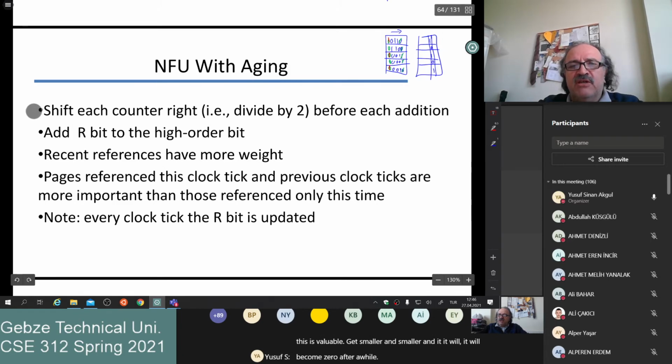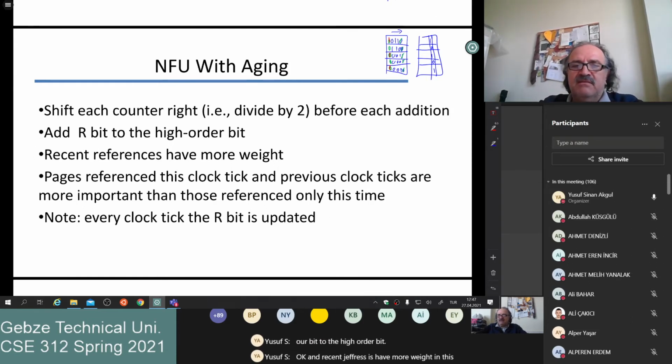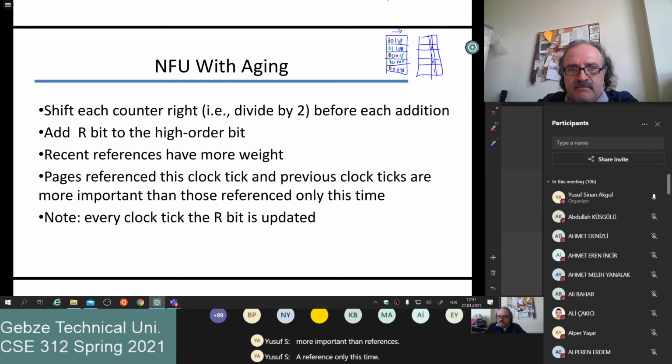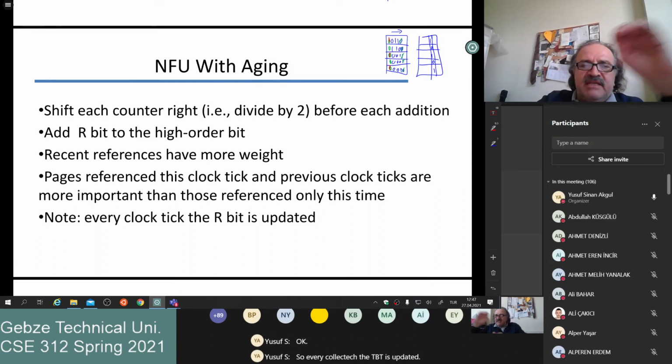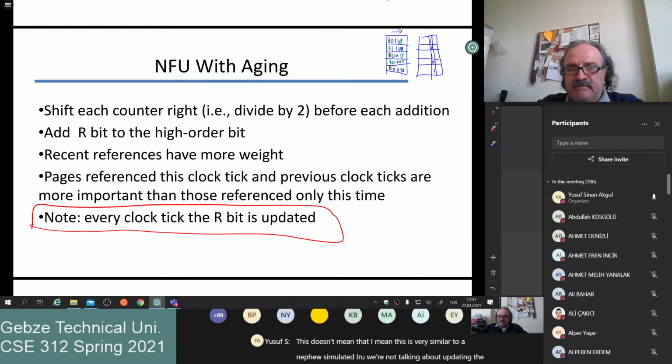Okay, so shift each counter right before each addition and add the R bit to the high order bit. Recent references have more weight in this case. The previous clock ticks are more important than references. Every clock tick, the R bit is updated. This is very similar to NFU, simulated LRU. We are not talking about updating the counters at every memory reference, we are talking about updating the counters every clock tick.